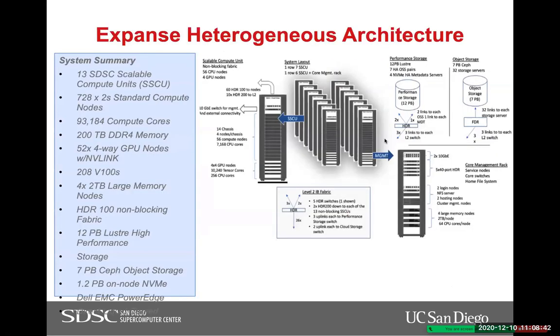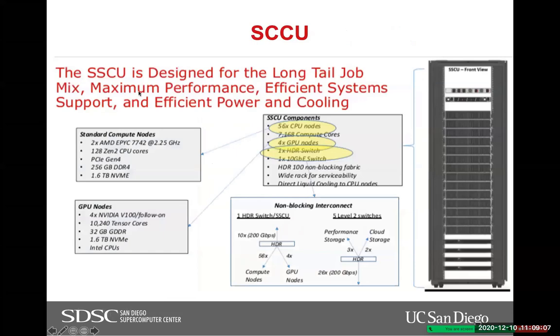So it's a heterogeneous architecture. So we have these scalable compute units, and they stand alone. What we've done is put CPU and GPUs on each of the racks. So there's 13 of these racks with, again, a large number of nodes and cores and a lot of data. I'm not going to go into great detail. Again, you can go back to several of our talks and go to the website to get more information.